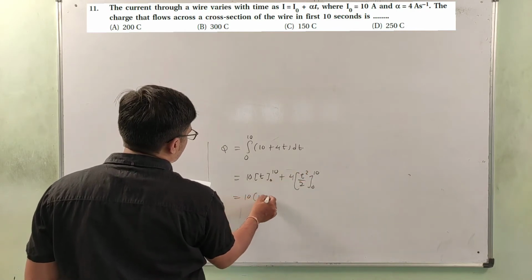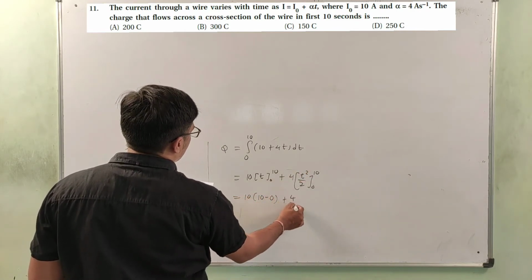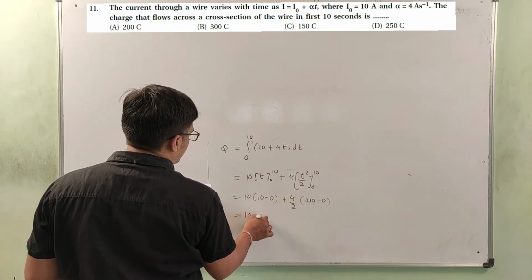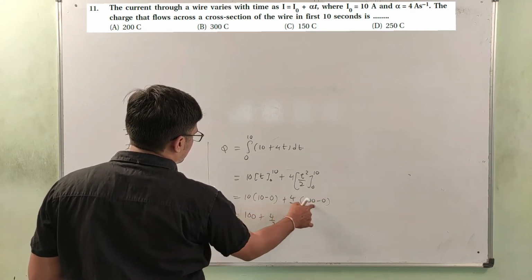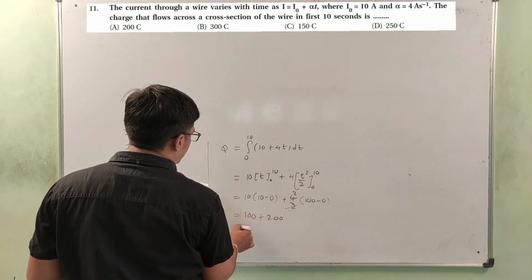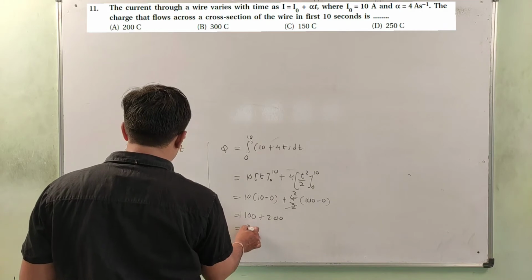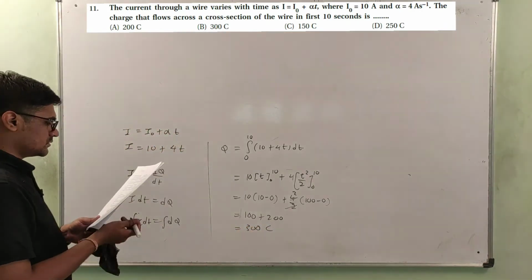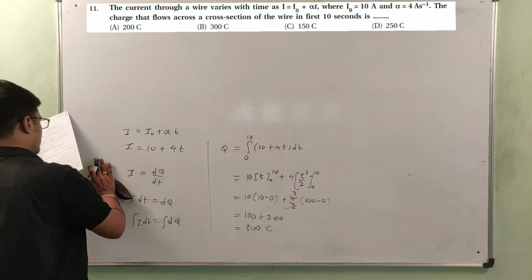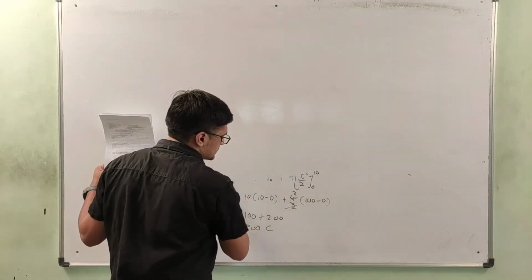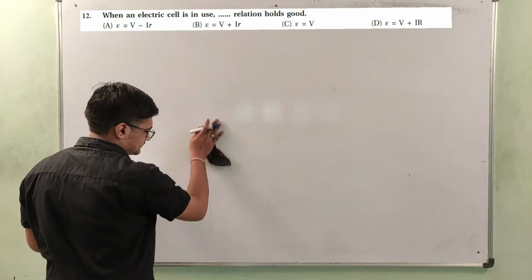So 10 into (10 minus 0) plus 4 by 2 into (10 square, 100, minus 0 square, 0). So 100 plus 4 by 2 into 100, which means 200. 100 plus 200, 300 coulomb is our answer. So option B is our answer. Option B is our answer for this question.